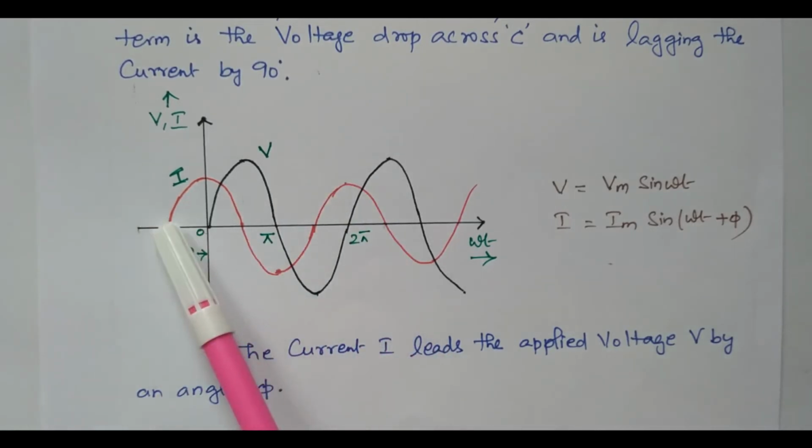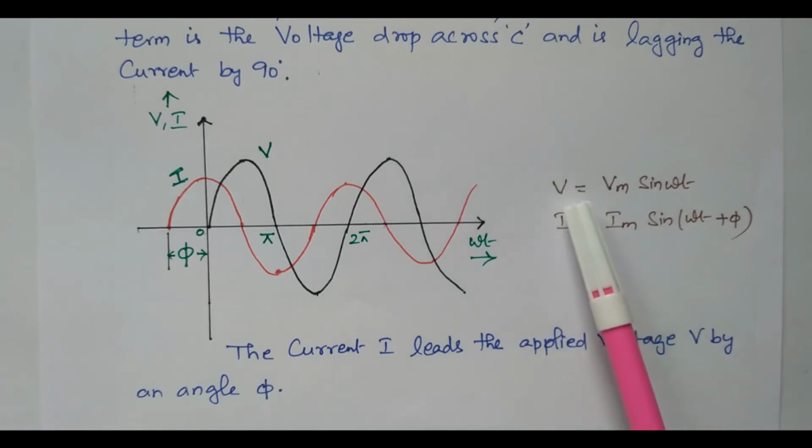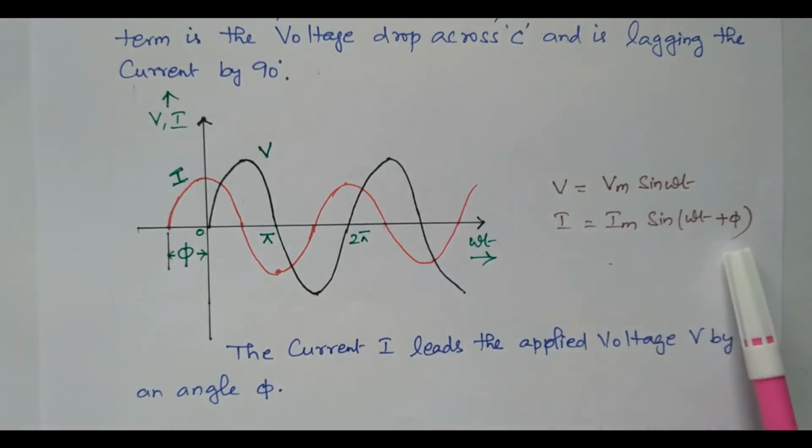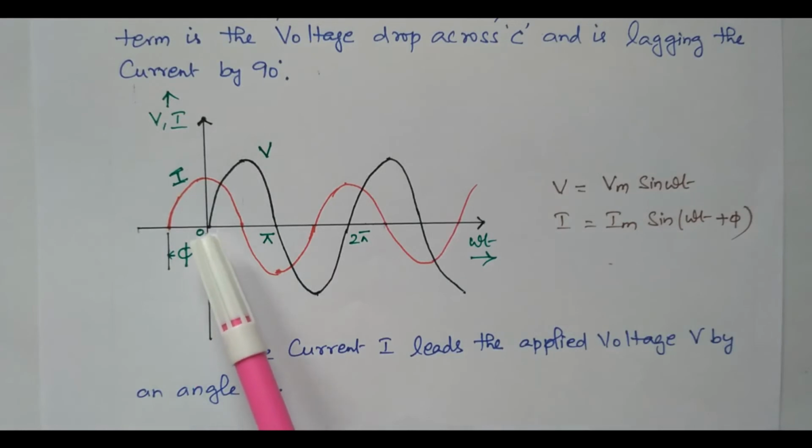Here current is leading. So based on that we can write V equal to Vm sin omega t. It starts at 0 degree. But I equal to Im sin of omega t plus pi because it starts earlier. So it is added. If it is later, minus. If it is earlier, as in the case of a capacitor where the current starts earlier, then sin of omega t plus pi. So from that we can easily say the current I leads the applied voltage V by an angle. There is a phase difference, that is, current is leading.